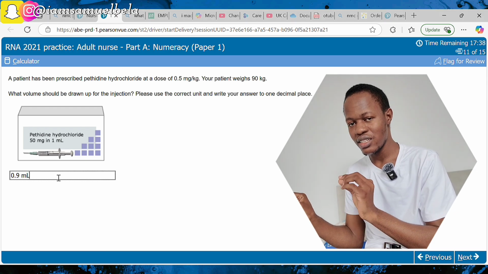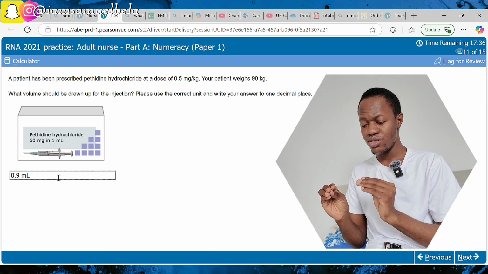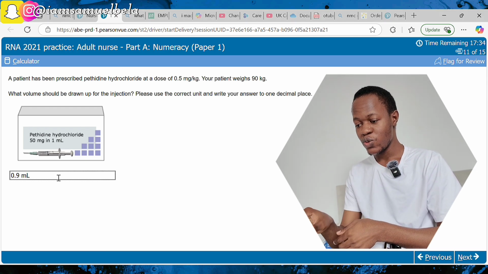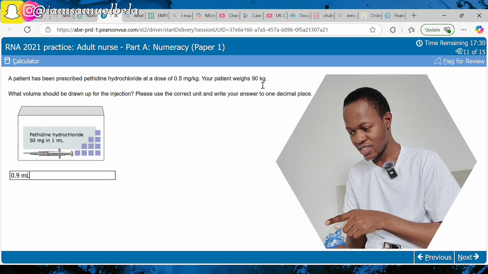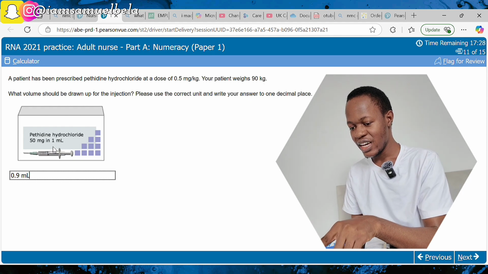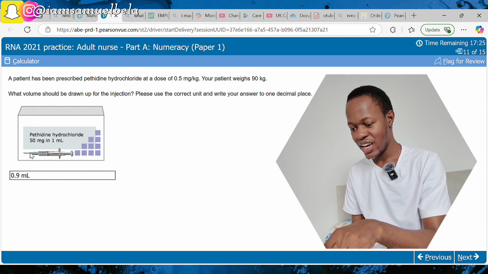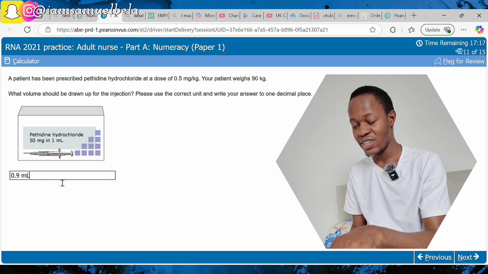I hope you understand this, guys. I really do hope you understand. So what I did was this times this, it gave me 45. Then I brought this here. So 45 milligram is equal to x times 50, 45 times 1, divide 45 by 50, and that's how I got this.